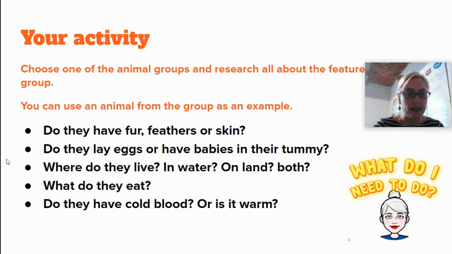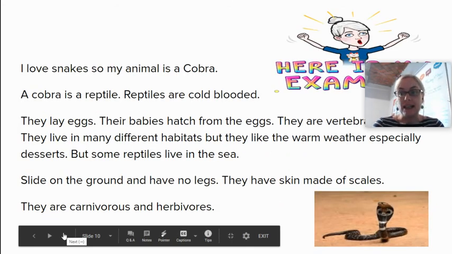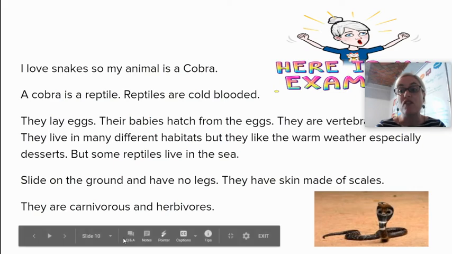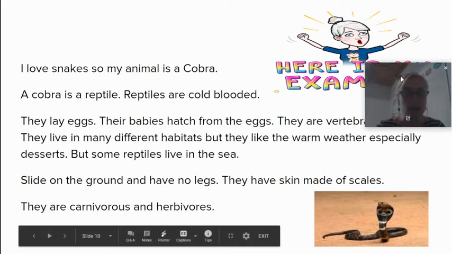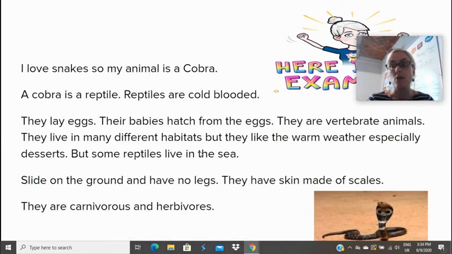Okay, the next slide, let's see. So I've made a little example for you. Here's my example. I love snakes, so my animal is a cobra. A cobra is a reptile. Reptiles are cold-blooded. They lay eggs and their babies hatch from the eggs. They are vertebrate animals, okay? They live in many different habitats, but they like warm weather, especially deserts. But there are some reptiles that live in the sea, such as sea snakes.